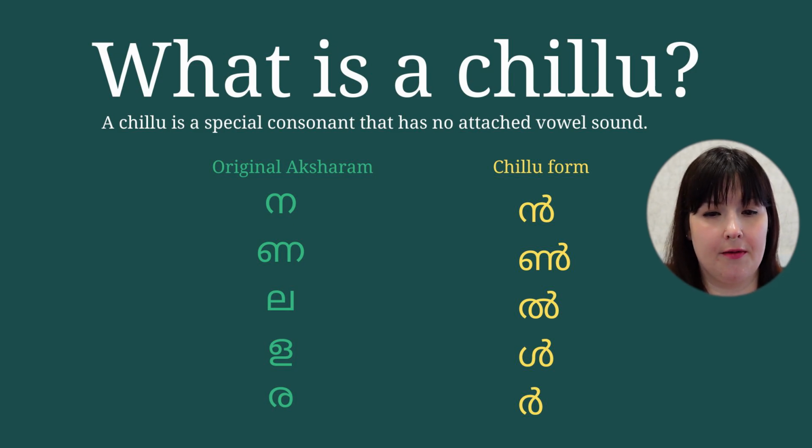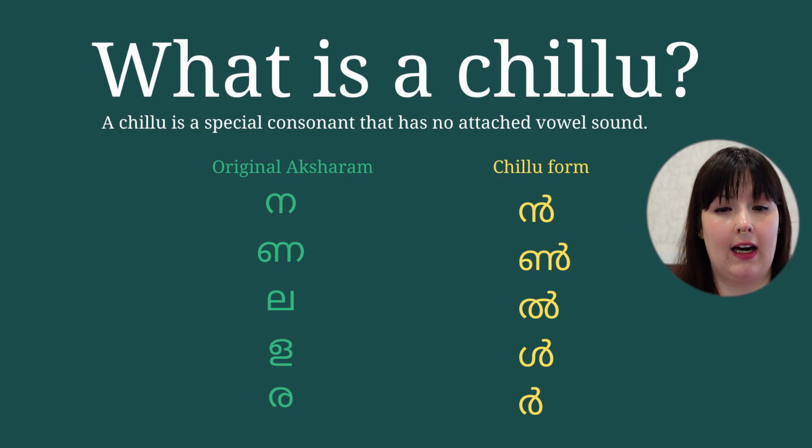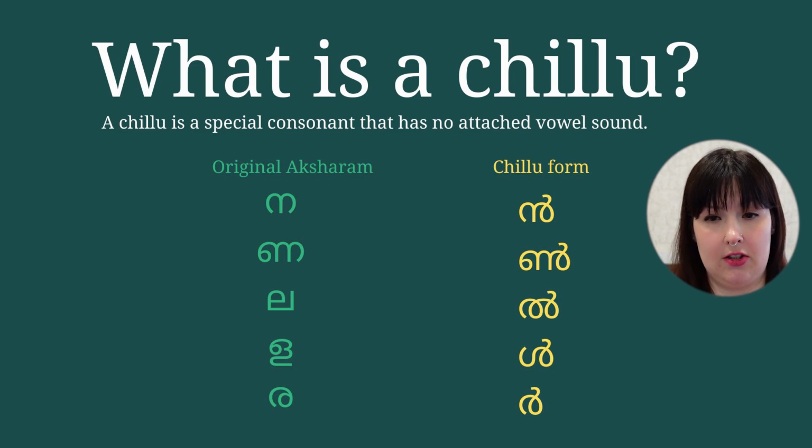So here we have the letters, the aksharangal on the left. We have na, na, la, ra, ra. When it becomes a chillu, it becomes n, n, l, r, r. So again, there is no vowel sound. It is just a consonant stop. So by itself, it can be a little bit hard to hear or see how it works. So let's look at some examples with Chillu.